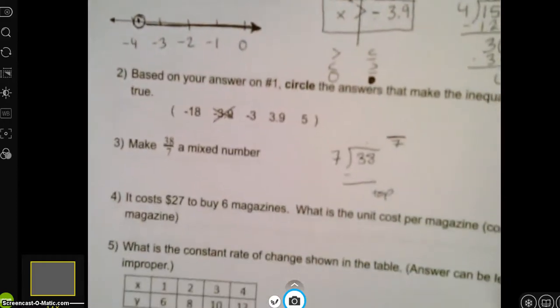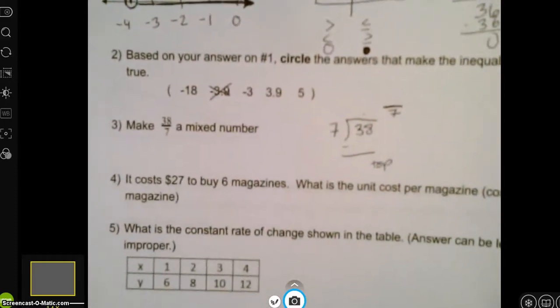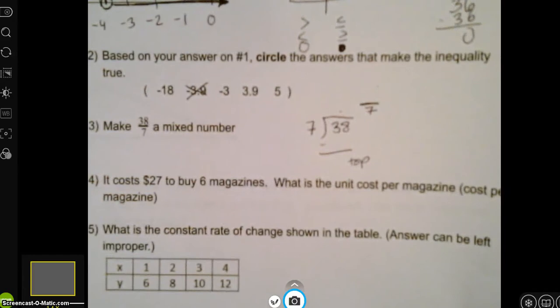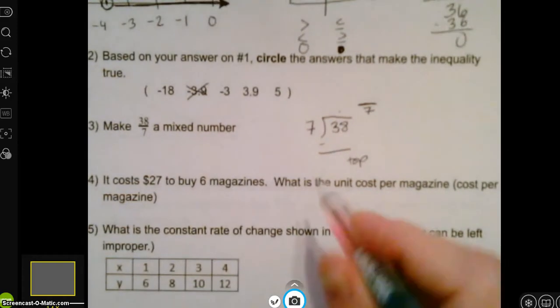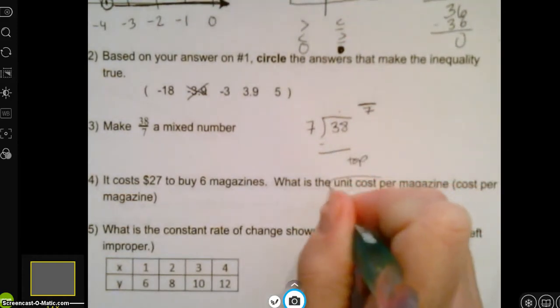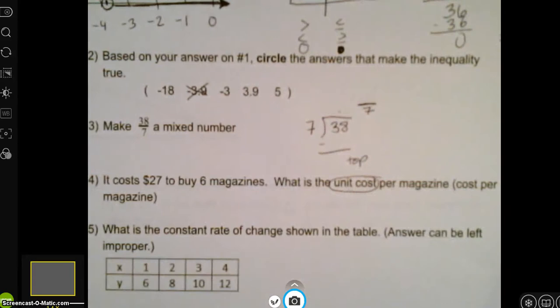Okay, number 4. I'm going to let you do this, but I am going to start it for you. It says it costs $27 to buy 6 magazines. What is the unit cost? Remember we talked about unit rate, unit price, okay? So that's cost in this case per magazine. So all we're doing, cost per magazine, guys.